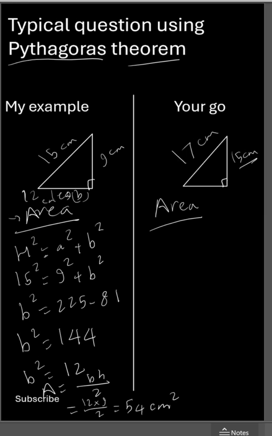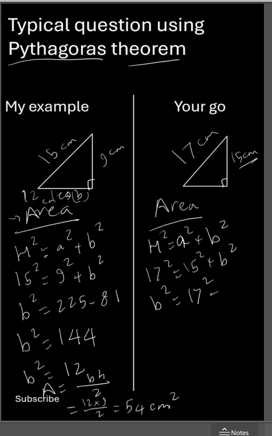Okay, so hopefully you had a chance to go through this question. Let's write our equation. H squared equal a squared plus b squared. So 17 squared equal 15 squared plus b squared. So b squared would be 17 squared minus 15 squared. Put that in your calculator. What did you get? That gives you 64. So b is 8. This side here is 8 centimeters.